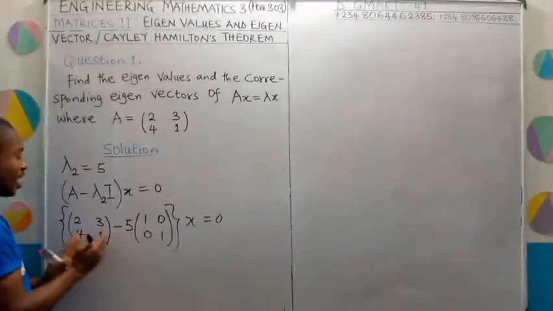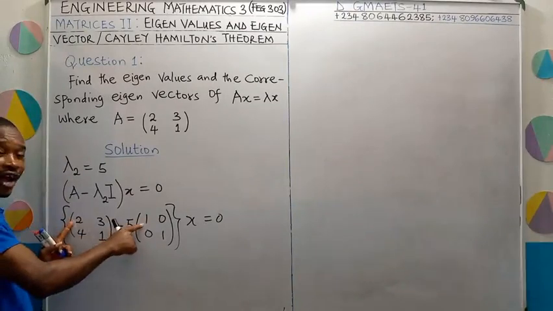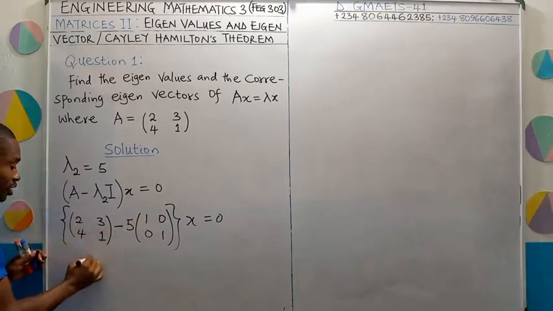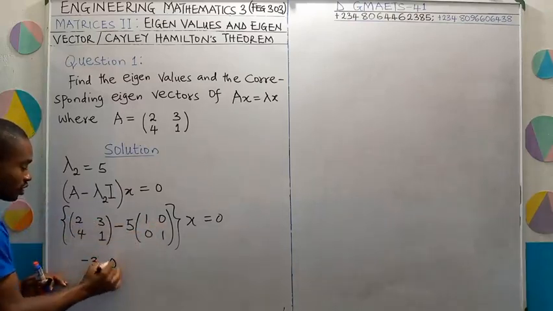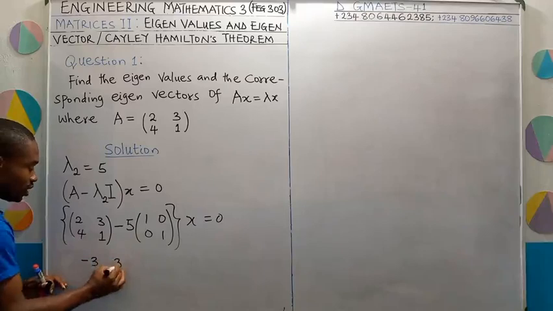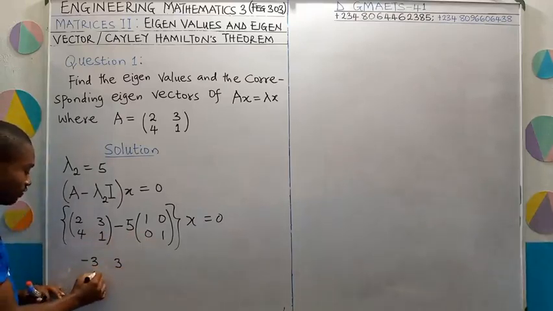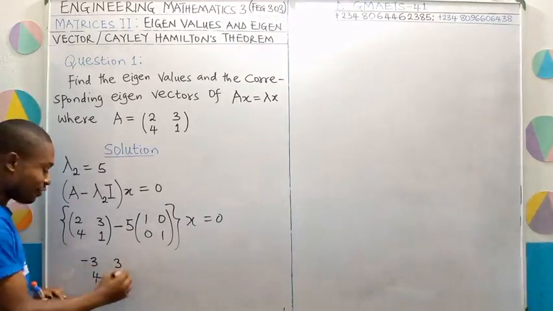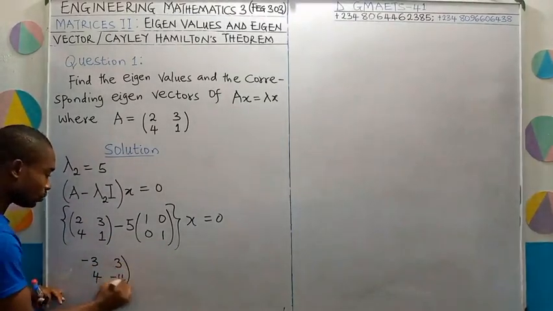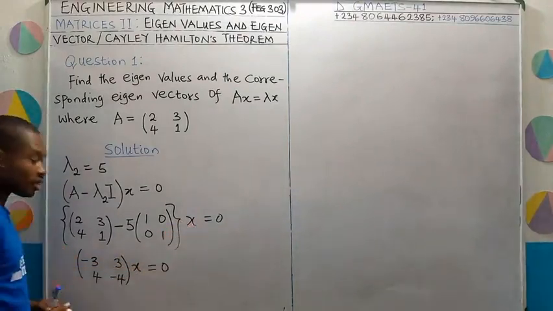So we are subtracting that from this. Let's go straight on and see. 2 minus 5 is going to give us minus 3. And then next, 3 minus 0 will give us 3. And then in the second row, we have 4 minus 0, which will give us 4. And then 1 minus 5 is going to give us minus 4. We are multiplying this by x and then equating to 0.